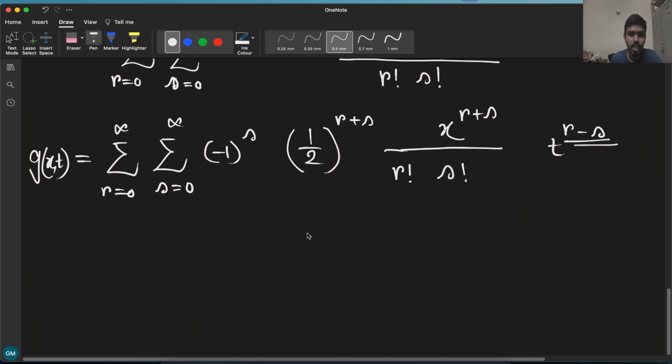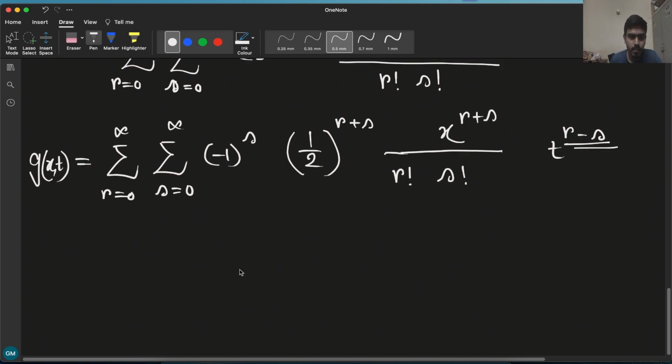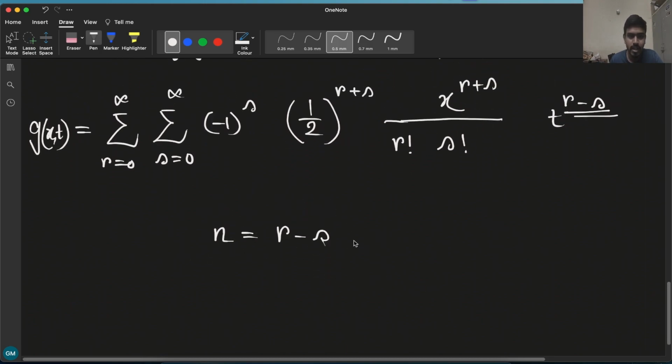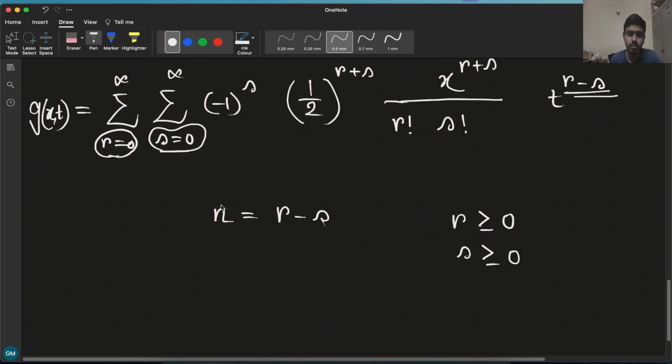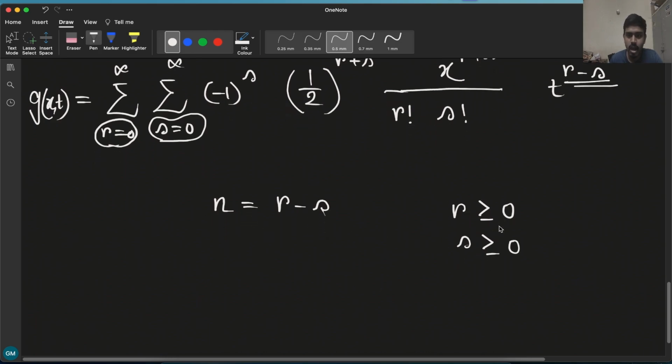So let me introduce a new variable n, which is r minus s. In that case, r is going from 0 to infinity and s is also going from 0 to infinity. So r should also be greater than 0 and s should also be greater than 0. These two conditions we have.